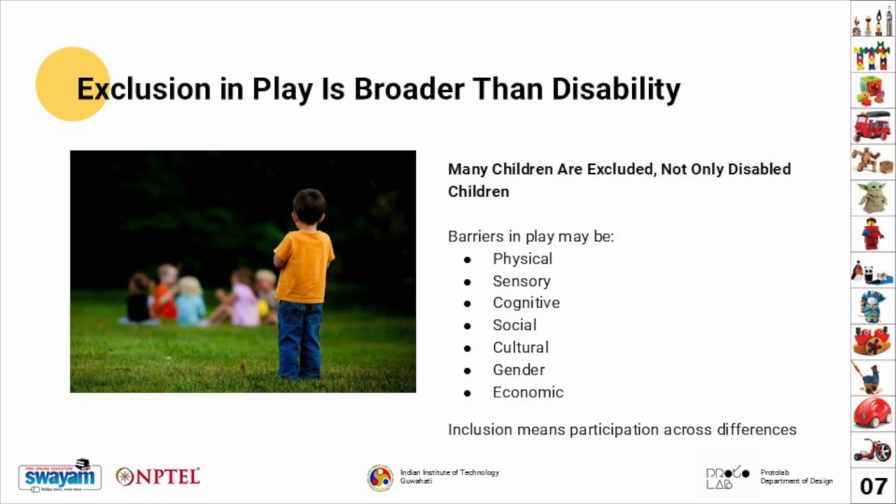The important shift here is that inclusion is not tied to diagnosis. It is tied to access to experience. Designers, therefore, do not design for categories of children. They design for variability in children. So the keyword is variability. We have already discussed these in the previous lecture. So we will briefly revisit them together.